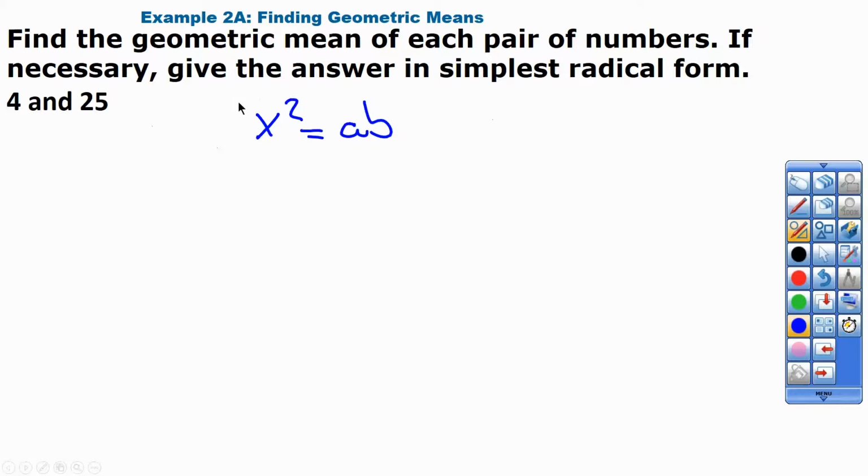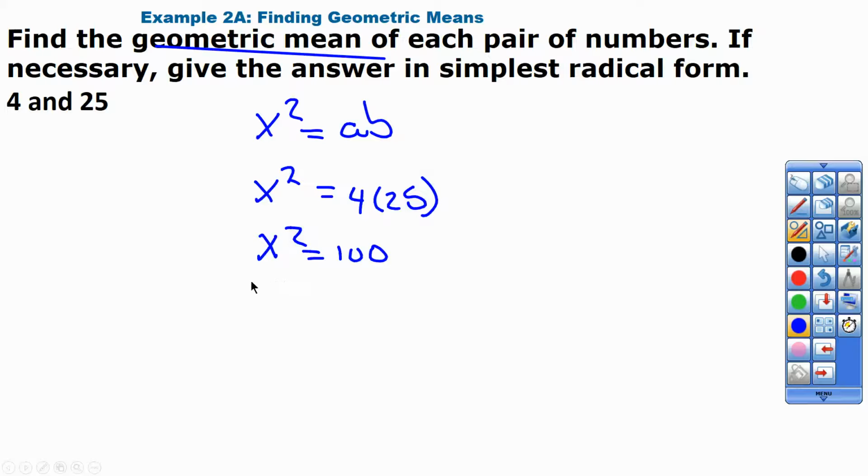Do they give us an x squared? No. They said find the geometric mean. The x squared is our geometric mean, so they give us a and b. Doesn't matter which one is a and b. So we just say x squared is equal to 4 times 25. So x squared is equal to 100. Take the square root, and we get x is equal to 10.